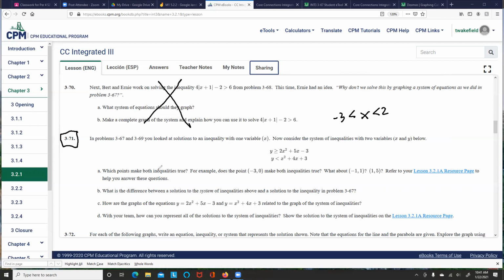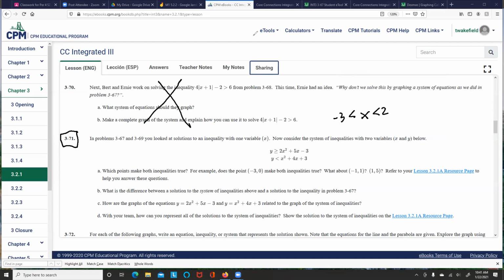So, which points make both inequalities true? For example, does the point (-3, 0) make both inequalities true? Do (-1, 1) and (1, 5) make both inequalities true? So we have to test these, right? In both of them, not just one of them. They have to work in both.